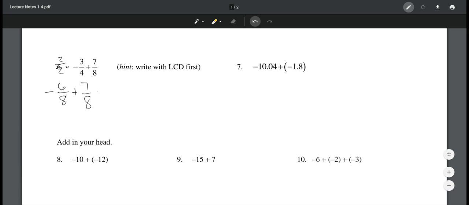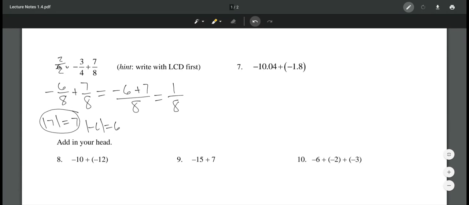Now, since I have my common denominator, I should be thinking negative 6 plus 7 over 8. Since the absolute value of 7 is 7 and the absolute value of negative 6 is 6, this is bigger and it's positive. So I'm going to subtract those numbers. So 7 minus 6 is 1, and I'm going to keep the positive since the absolute value of 7 is bigger than the absolute value of negative 6. So 1 over 8 would be my answer.